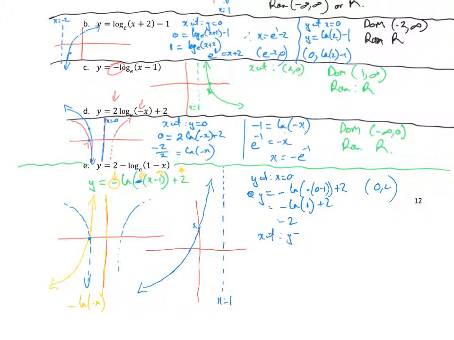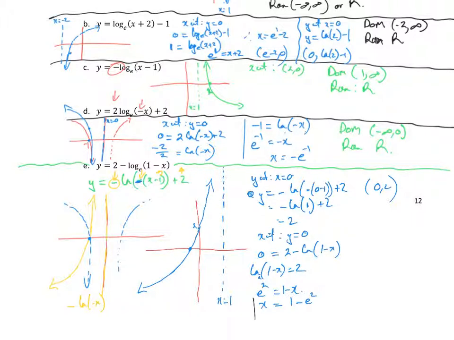X-intercepts, put y equal to 0. I get 0 is equal to 2 minus natural log of 1 minus x. So let's go natural log of 1 minus x is equal to 2. Don't forget that's a base e. So e to the 2 is equal to 1 minus x. So I get x is equal to 1 minus e to the 2. E to the 2 is about 2.7 squared, so it's bigger than 1, so I get a negative x-intercept, which kind of fits in, doesn't it?